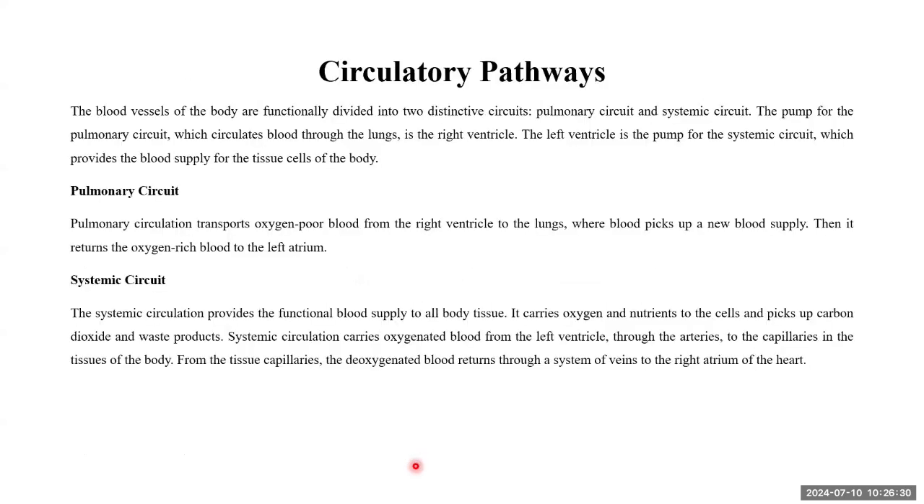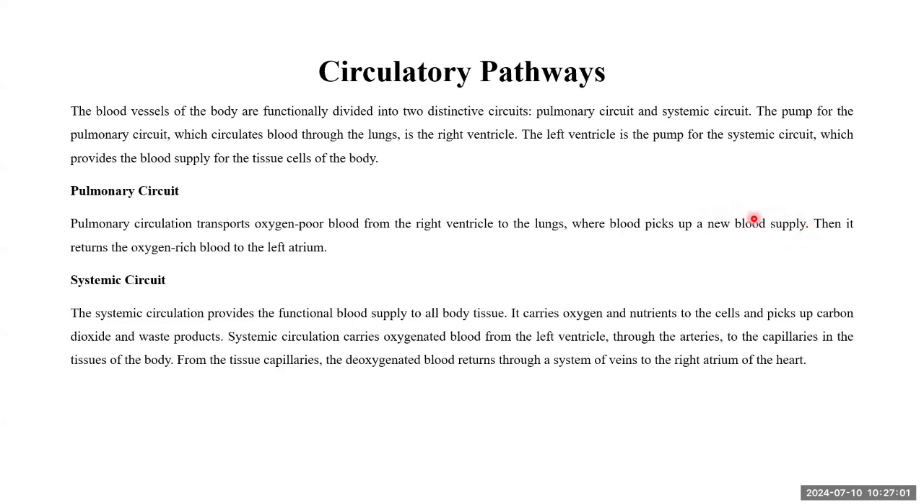Next, there are circulatory pathways. We have already discussed the pulmonary pathway as well as the systemic pathway. In pulmonary circulation, oxygen-poor blood is transported from the right ventricle to the lungs, where the blood picks up a new blood supply, which means picking up oxygen from the air we inhale and giving away the waste carbon dioxide to the lungs, and then we exhale that carbon dioxide.